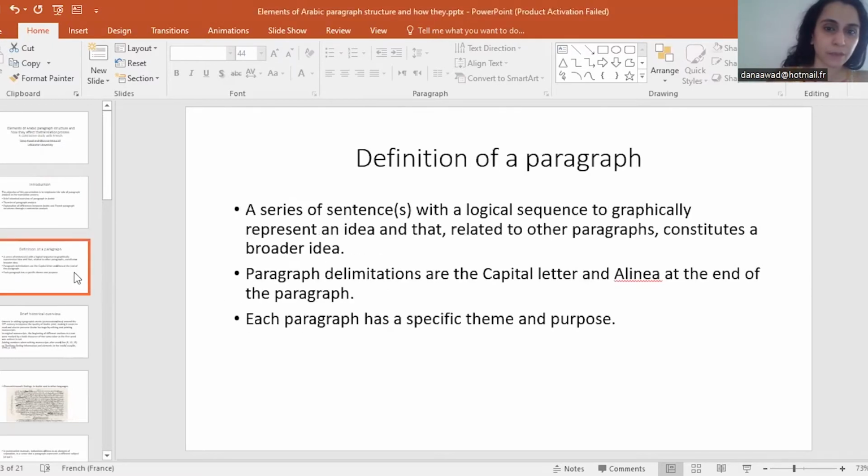Okay, so I will start by setting a definition for a paragraph. For this presentation, when we talk about a paragraph, we are talking about a series of sentences with a logical sequence to graphically represent an idea, and that related to other paragraphs constitutes a broader idea. Paragraph delimitations are, for French, of course, the capital letter and the alinea. For Arabic, it's the alinea alone. So this is, of course, not invented. And each paragraph has a specific theme and purpose inside a text.